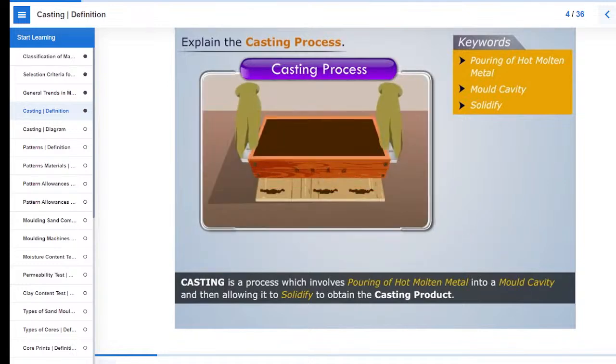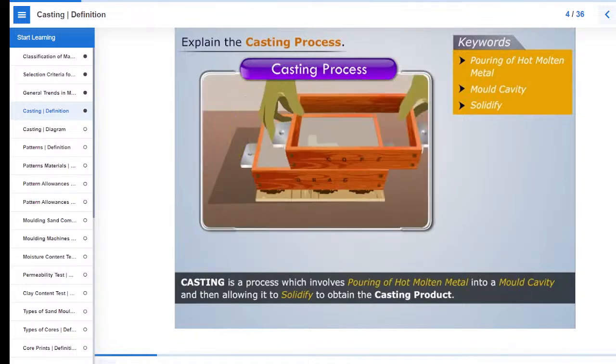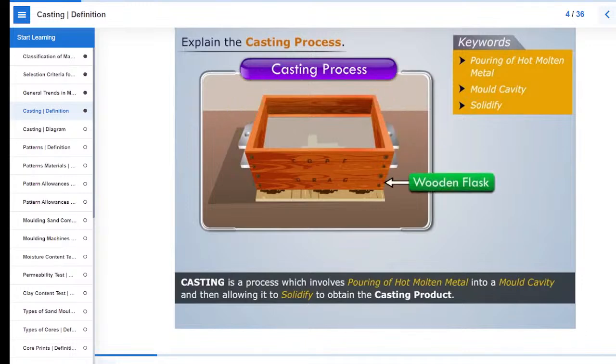Now turn this flask and place another wooden flask over the previous flask. Then place another similar pattern over the first pattern.